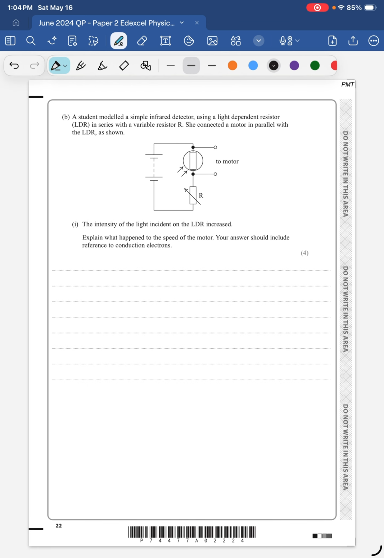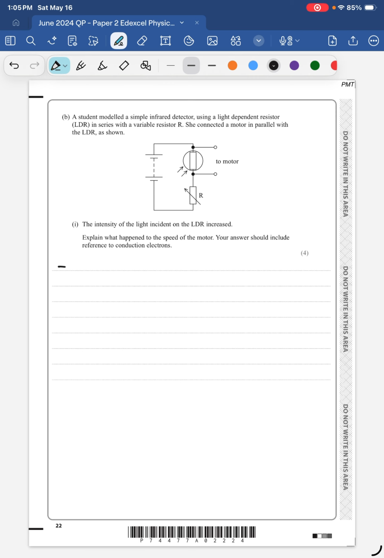Part B. A student modeled a simple infrared detector using a light-dependent resistor, LDR, in series with a variable resistor, R. She connected the motor in parallel with the LDR as shown. Okay, the intensity of the light incident on the LDR increased. Explain what happened to the speed of the motor. Your answer should include reference to conduction electrons.